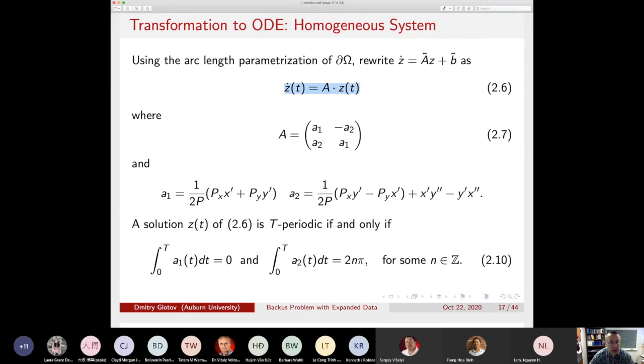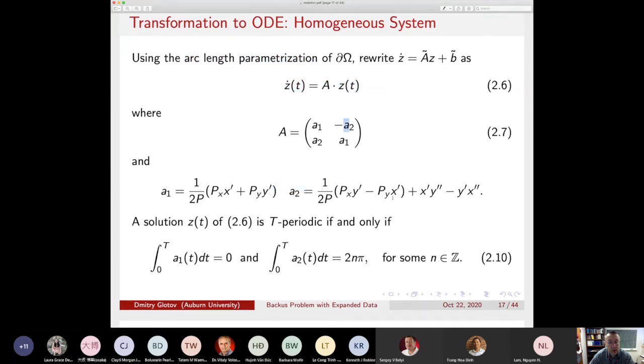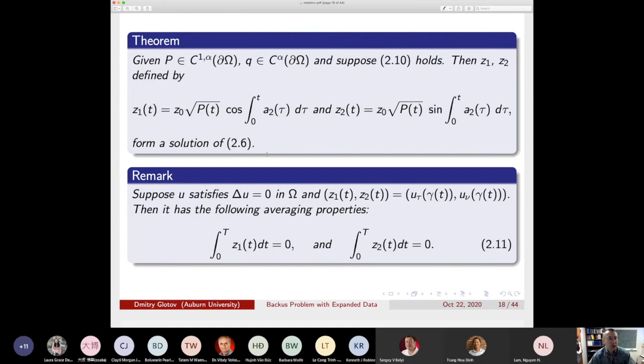So we just need to update the component A2 appearing here. And so this is essentially using the fact that we have the arc length parameterization that allows us to write the system as a homogeneous system. And so I actually have the solution on the next slide. So this can be written in the complex form. So this is fairly elementary. So we actually have explicit solutions for Z1 and Z2 given as the cosine of the integral of the component A2, and the integration of e to the power A1 gives us the square root of P. So this is the common component for both Z1 and Z2. So this is an explicit solution.